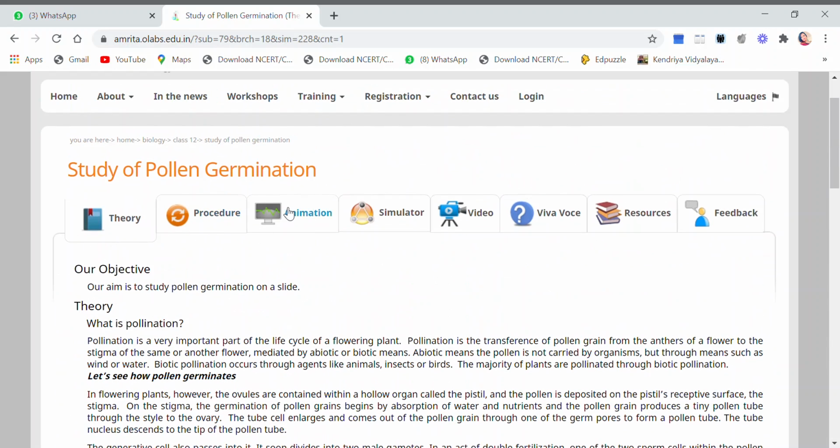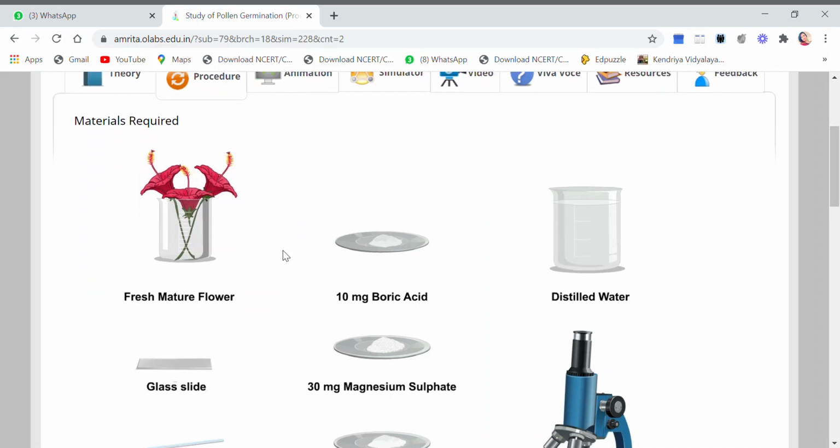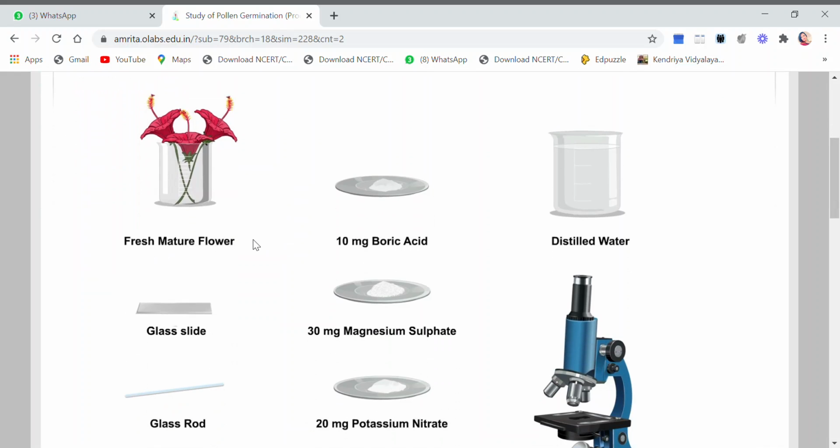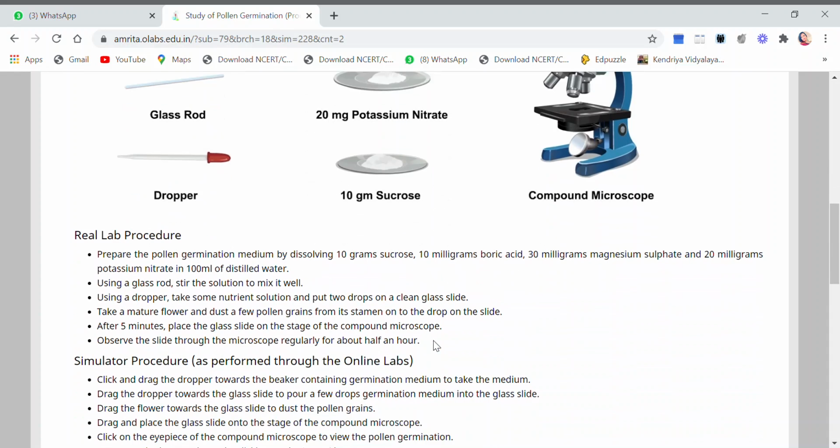the study of pollen germination. Now let's see the procedure here, children. If you see the procedure, let me show you. So: a fresh mature flower, 10 milligram of boric acid, distilled water, a glass slide, 30 milligram of magnesium sulfate, 1 glass rod, 20 milligram of potassium nitrate, a dropper, 10 gram. Now here it is gram, the others were milligrams. You see, this is gram of sucrose, and a compound microscope.